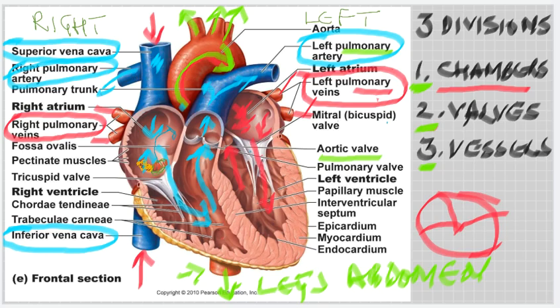And so we have finished our nearly half an hour long lecture on the structure of the human heart. Good luck.